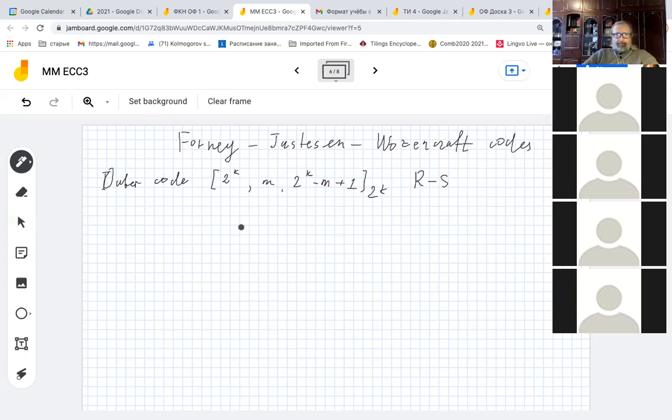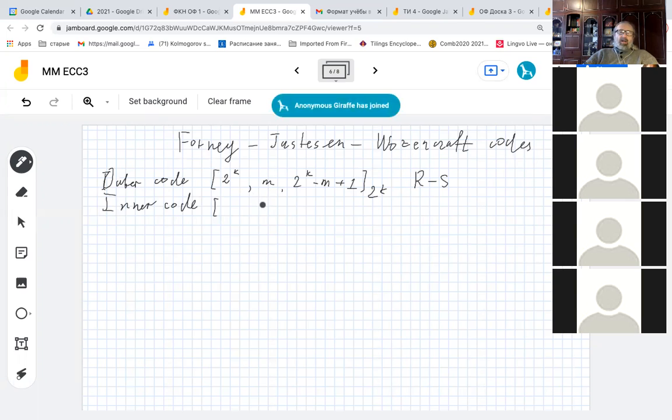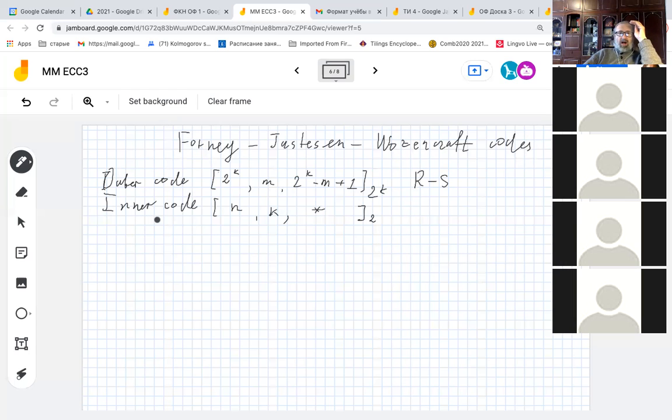And this is Reed-Solomon. As inner code, we use some code where the block length is n, the alphabet is binary, and the dimension is k, so that we can identify messages of the inner code and letters of the outer code. Here we use the maximal possible distance with parameters n and k, and this inner code is found just by an exhaustive search. As a result we obtain a 2^k times n code with binary alphabet. This was the reminder of what Forney codes are.